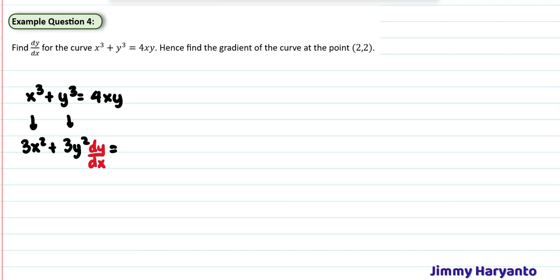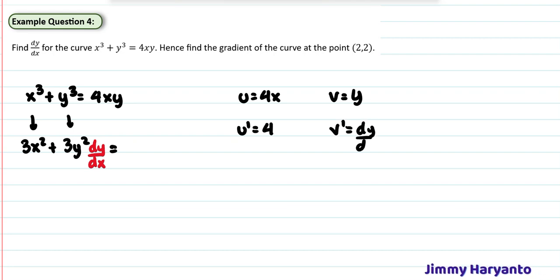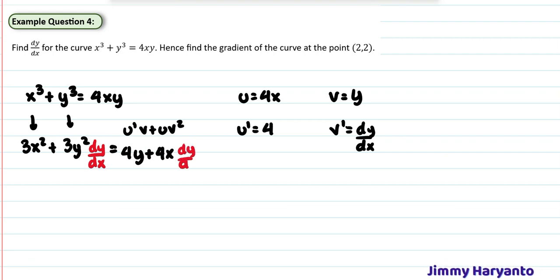And then for that one, you have to use uv. u equals 4x and then v equals y. The u prime equals 4. The v prime equals dy over dx. So the formula is u prime v plus uv prime. Just insert all of them. You'll have 4 times the v equals y plus u equals 4x, v prime equals dy over dx.